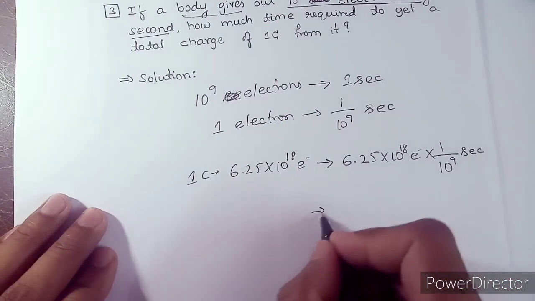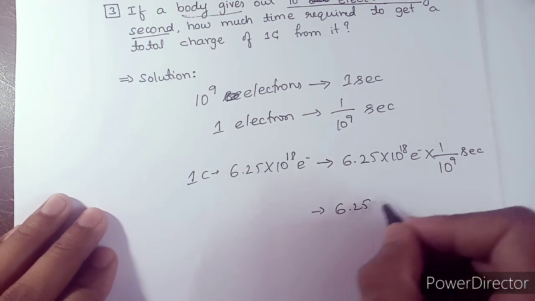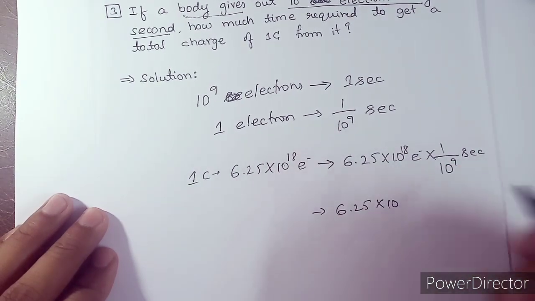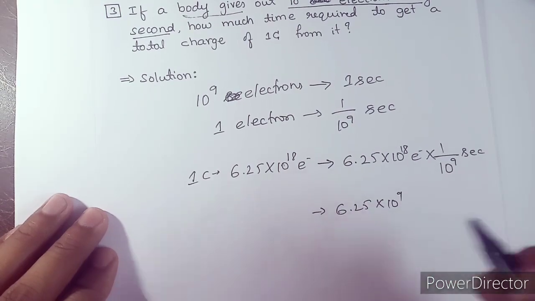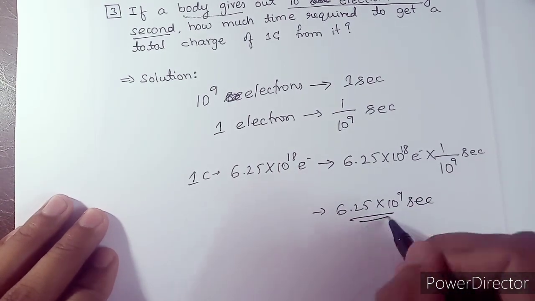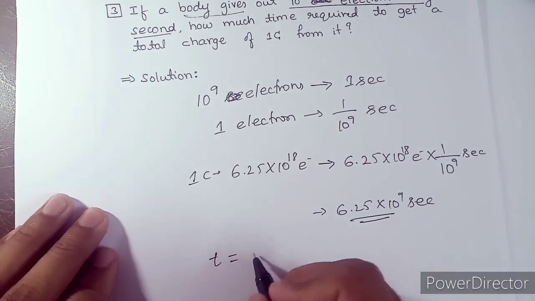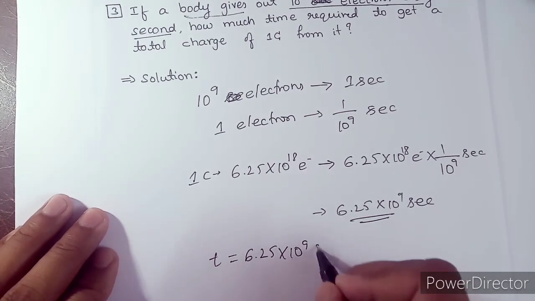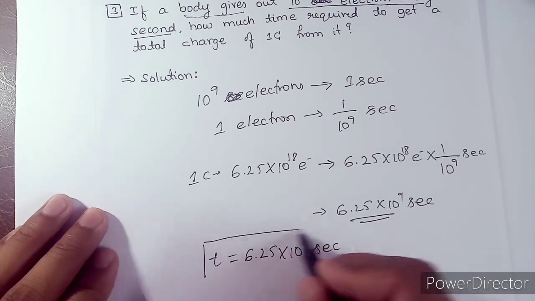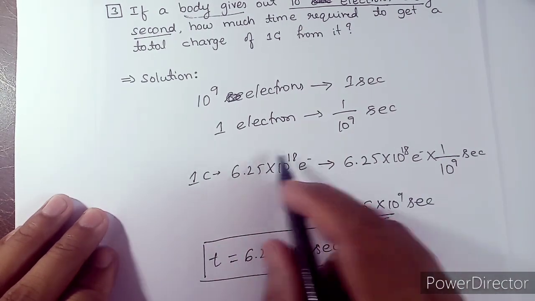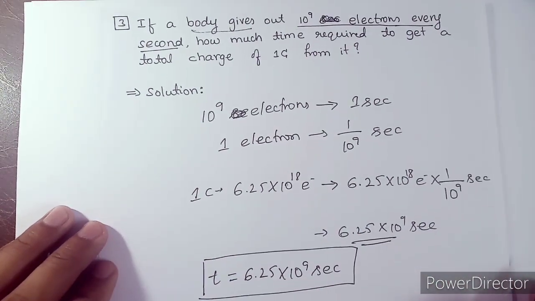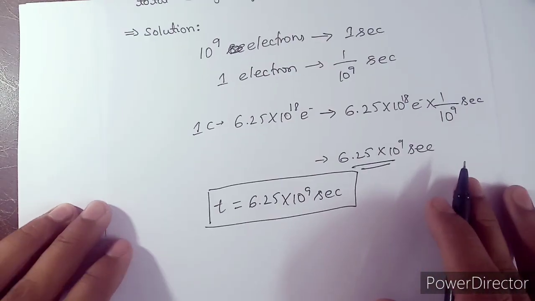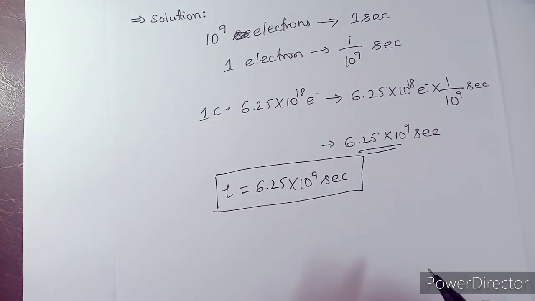So that gives you 6.25 into 10 to the power 18 minus 9, which gives plus 9, seconds. So this is the time. So t is equal to 6.25 into 10 to the power 9 seconds of time required for these many electrons to come out of a body. Simple as that. This is in seconds. We can convert this to minutes, hours, days, as well as years.